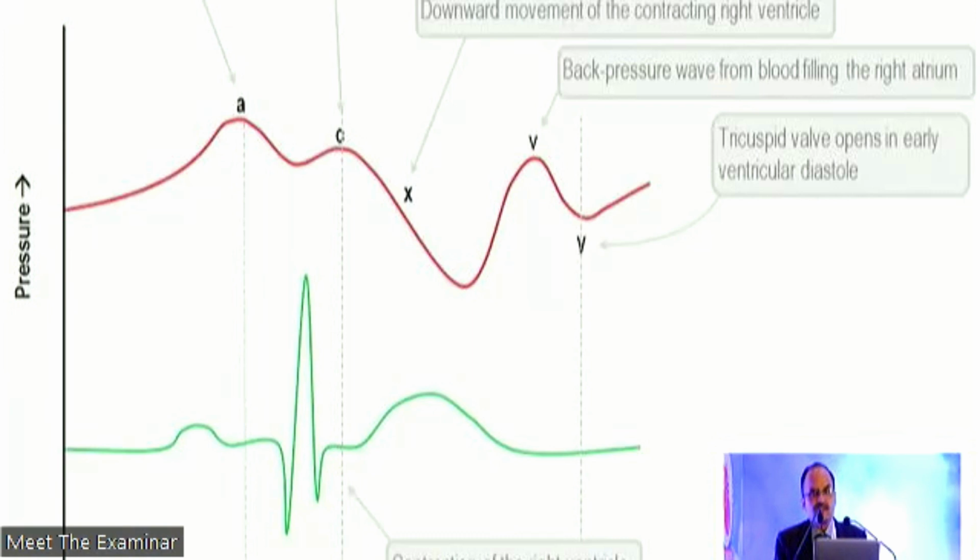After the X descent is completed, we have continuous filling of the ventricle, and after some time, this filling completes and we have the V wave. And at the end of ventricular systole, when the ventricle again relaxes, we have the Y wave. So this is the normal physiology.